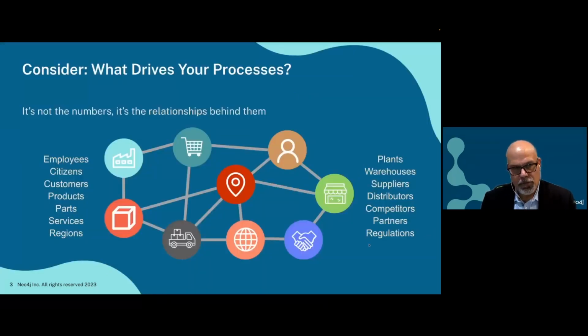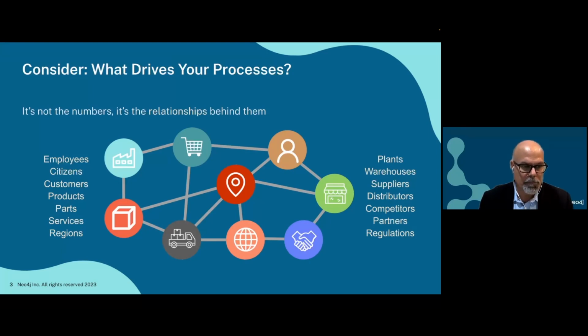So if you think about what drives your business processes, you're running a global supply chain. You've got a lot of dependencies, and what we like to focus on at Neo4j is, while it's true you have a lot of facts, a lot of individual entities that you're trying to manage, your ability to actually understand the state of your supply chain really rests on your ability to understand the relationships and the interactions between all of the entities that are involved in your supply chain.